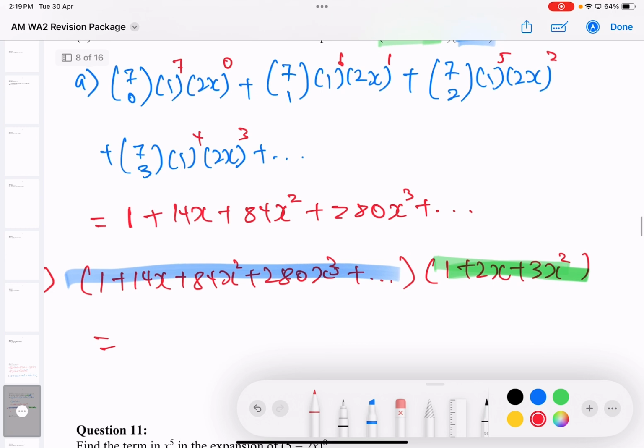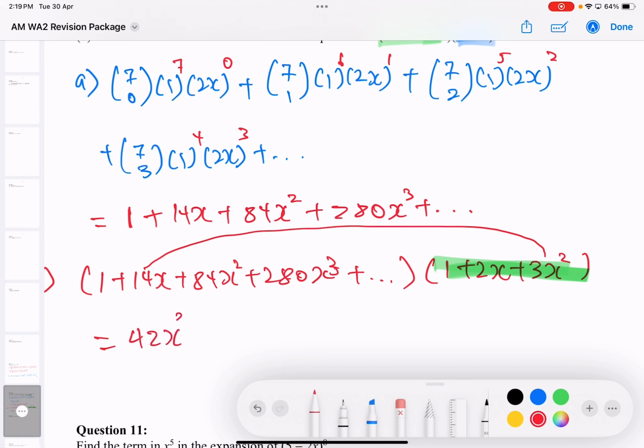So let us look. I have 1. If I do my rainbow method, 1 times 1, forget it. It doesn't give me x to the power of 3. 1 times 2x, forget it. 1 times 3x squared, also forget it, because it doesn't give me x to the power of 3. Let's look at the next one. 14x times 1, forget it. 14x times 2x, forget it. 14x times 3x squared. This is what I want, because it is going to give me x to the power of 3. 14 times 3 gives me 42x cubed.